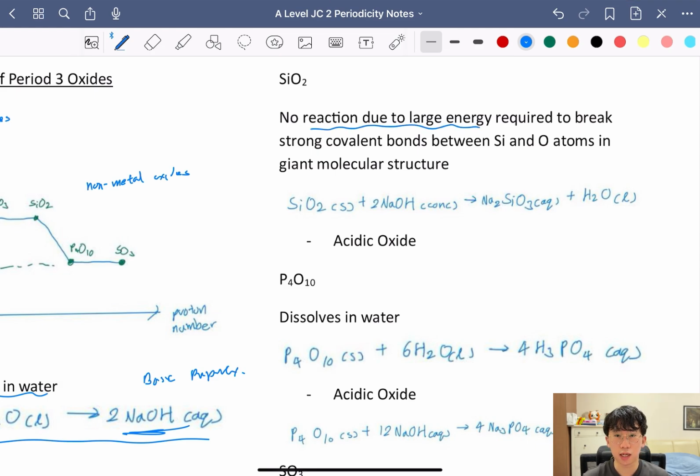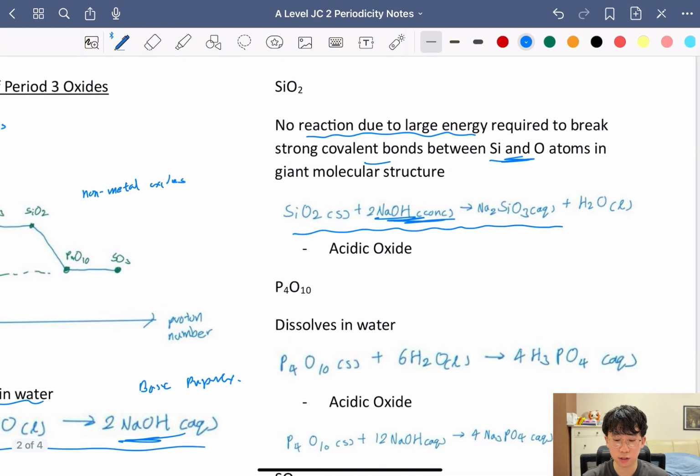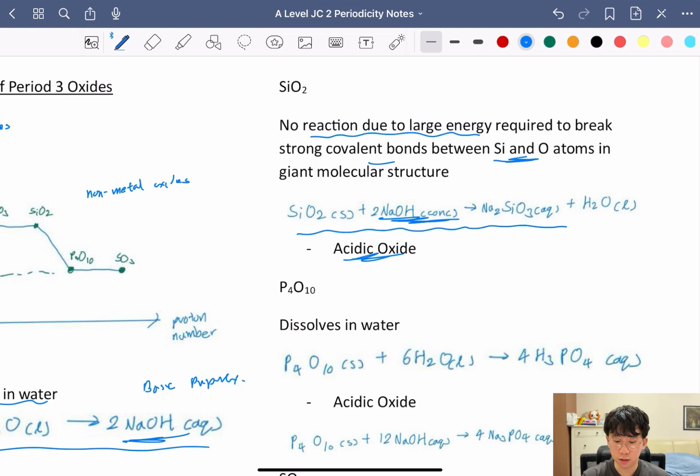Again, this is because there's large energy required to break the covalent bonds between the Si and O atoms in your giant molecular structure. But it can react with bases under very concentrated solutions. For example, with concentrated NaOH, it becomes an acidic oxide, and it can give this molecule. So there's no way around it. You have to memorize this molecule, and you have to know the products of this reaction.